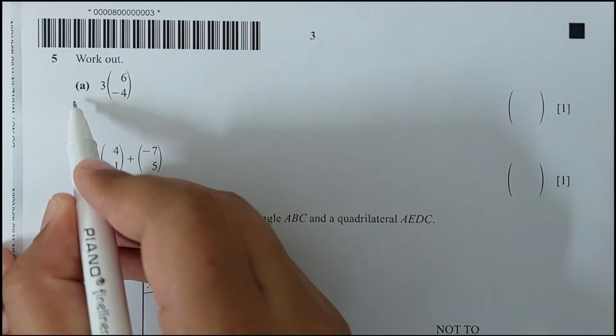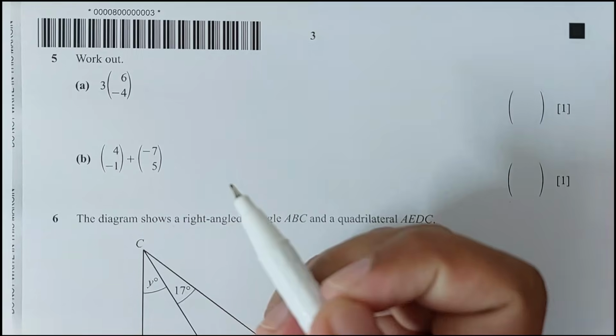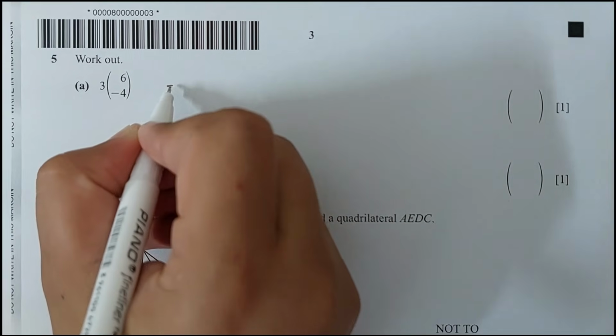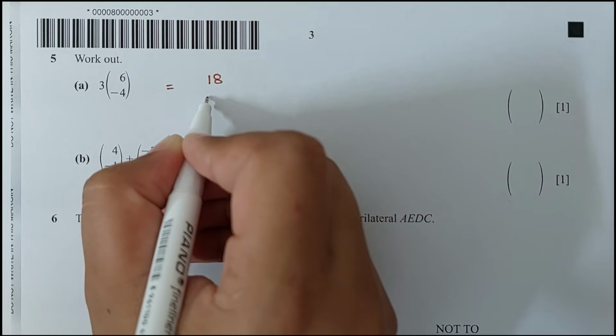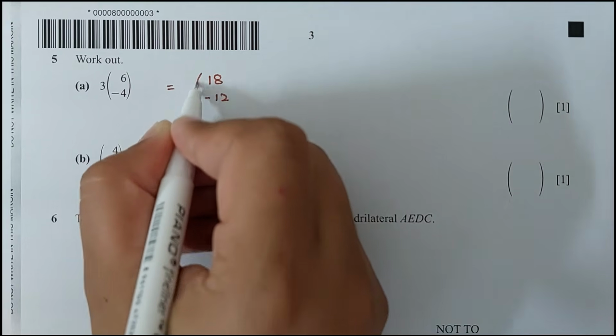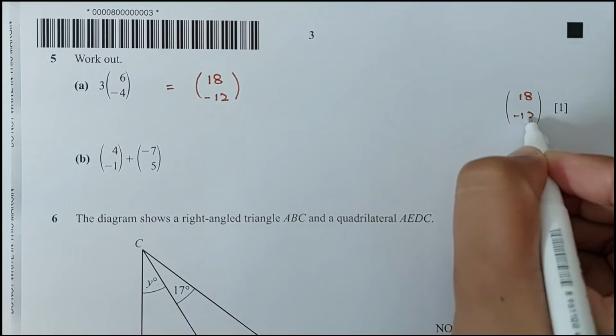Question number 5, work out part A. 3 is outside this matrix. Okay, so we have to multiply with 3. 3 times 6 is 18. 3 times 4 is 12, negative. So this is the simplified one, 18 and minus 12.